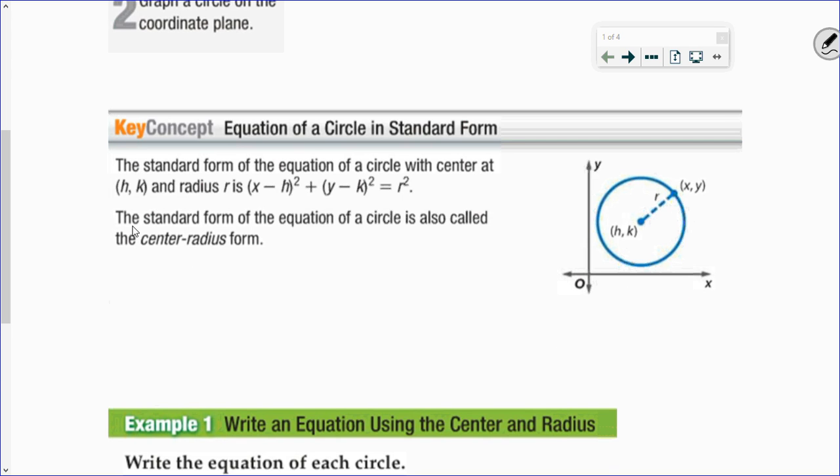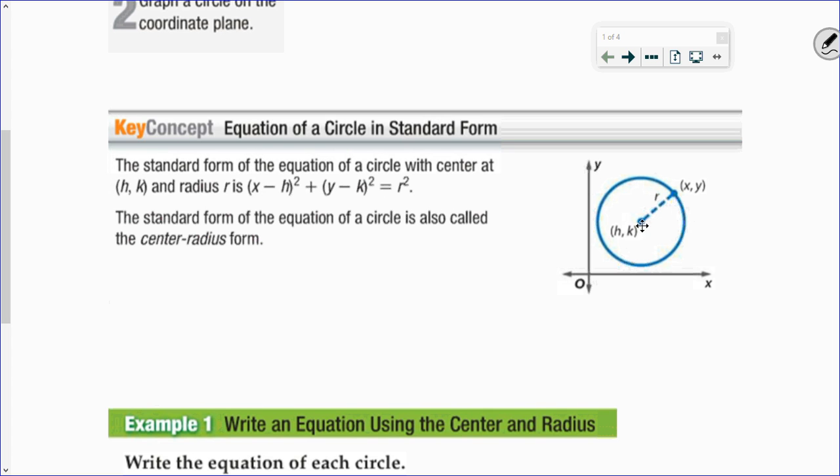So much like parabolas have quadratic equations, lines have linear equations, exponential functions have equations for the coordinate plane, circles do as well. So key concept here, equation of a circle in standard form. The standard form of an equation of a circle with center at (h, k), that gives us the coordinate where the center of the circle is, and radius r, so r represents the radius, is (x minus h) squared plus (y minus k) squared equals r squared.